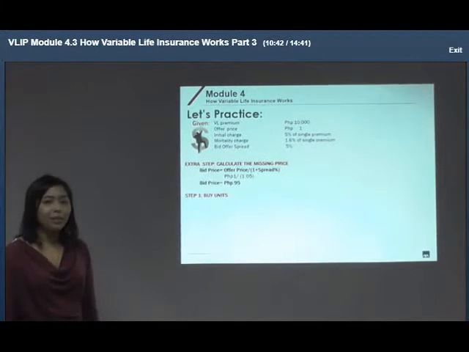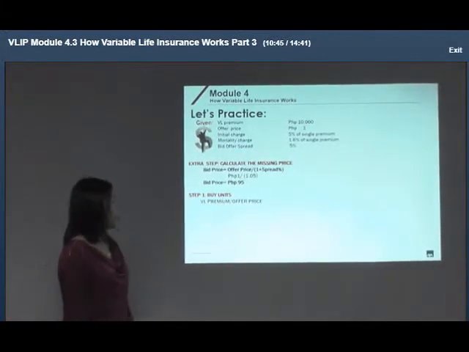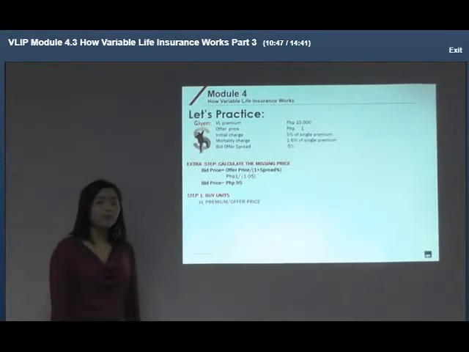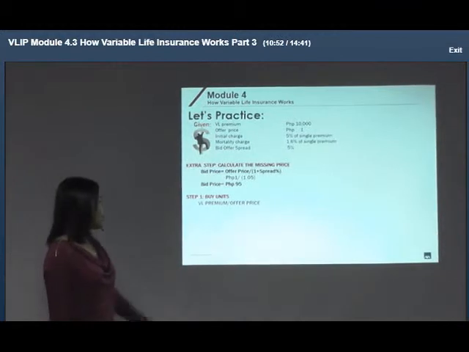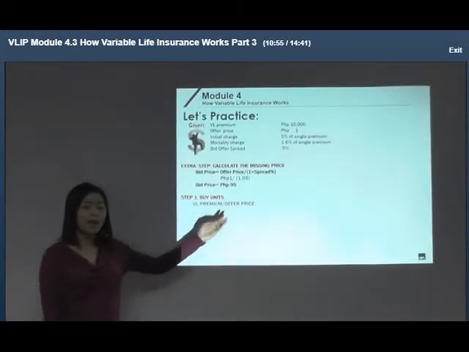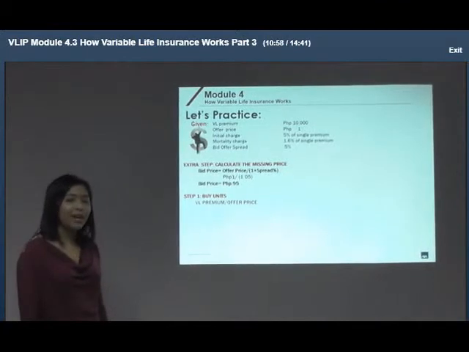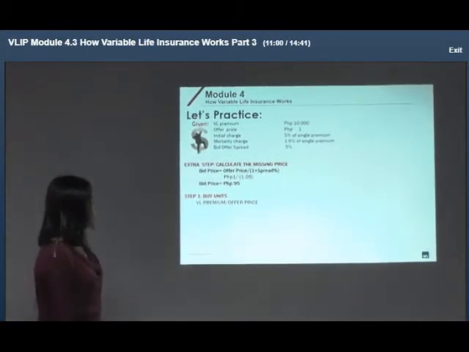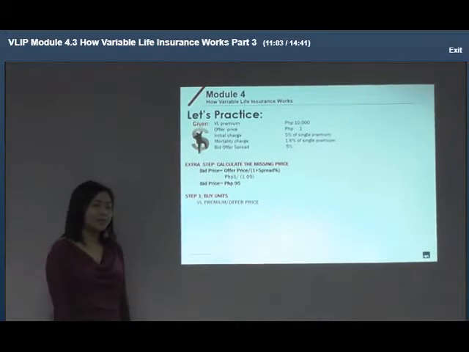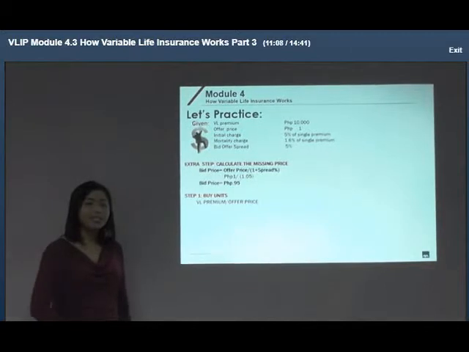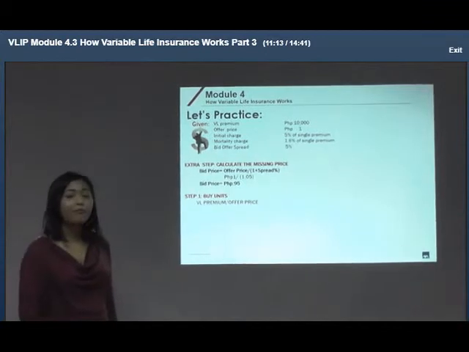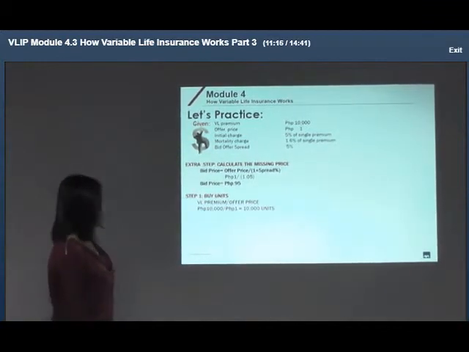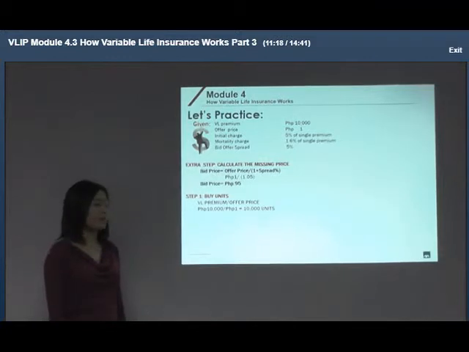Step 1 is we will buy units. To buy units, we will convert the initial VL premium into units. And the formula is this, the VL premium over the offer price. Notice that we use offer price in this step. Why did we use offer price? Because buying of unit is a transaction that entails cash to go into the variable life fund. Thus, we use offer price.